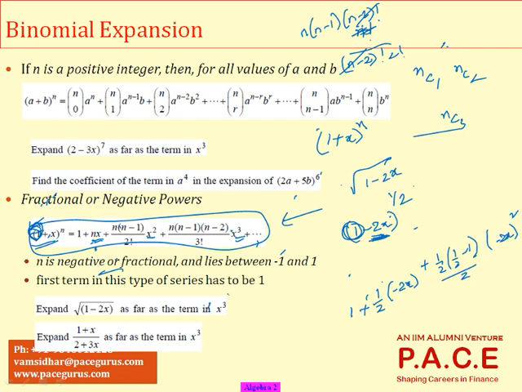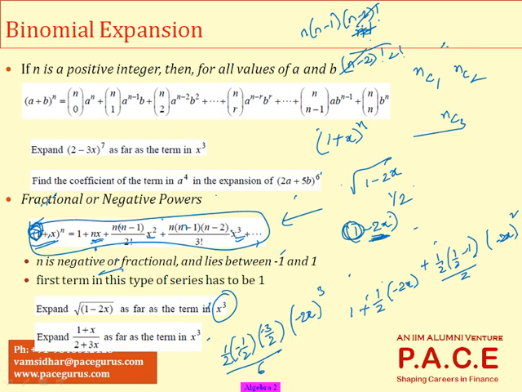Now if I want the x cube term, I know that it should be whole cube. So whole cube means I should write it as 3 terms: n, n minus 1, n minus 2. So I'll write it as half, half minus 1, which is minus half, half minus 2, minus 3 by 2, into minus 2x whole cube divided by 3 factorial, 6. You expand this and whatever value you get is the coefficient of x cube.